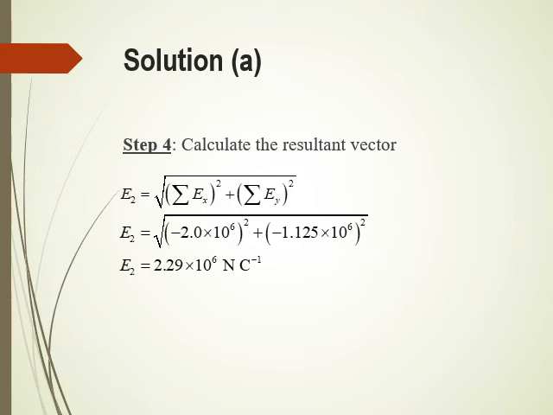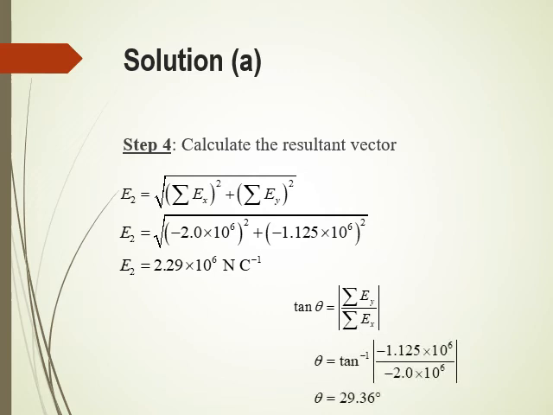To determine the angle, we use the equation tan theta equals the modulus of summation Ey over summation Ex. Rearrange the equation and substitute the values. You will then obtain theta equals 29.36 degrees. But that is not the end yet. You need to explain where this angle is. You need to tell the reader the position of this angle.